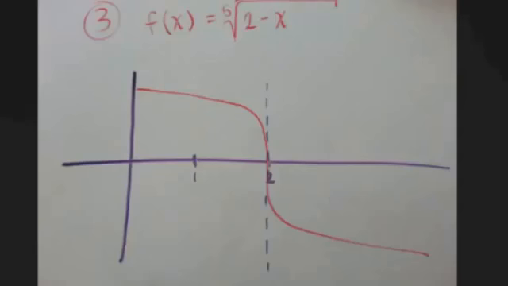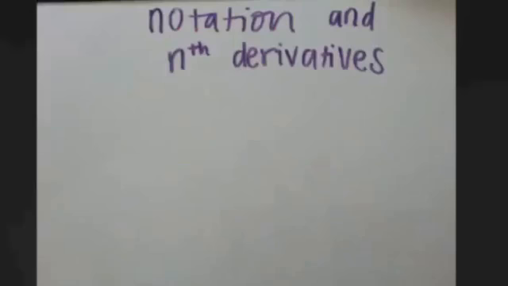Since the derivative is equal to the slope of the tangent line at any given point, we know that at x equals 2, the slope of the tangent line, or the derivative, is undefined, making the derivative undefined for this function. The function is not differentiable.